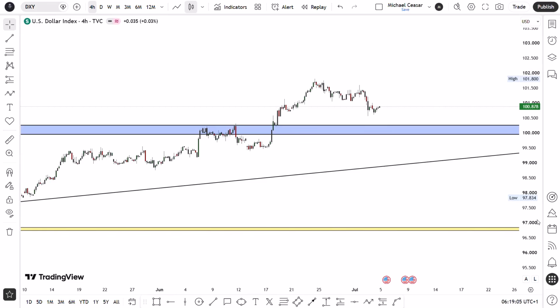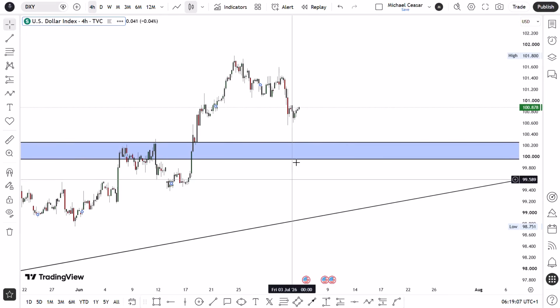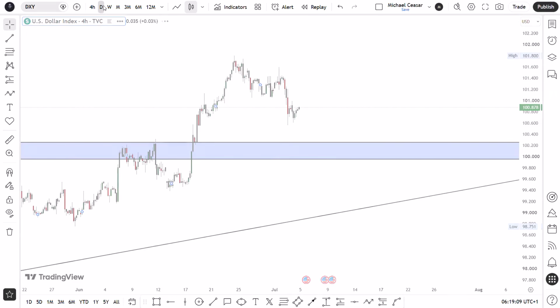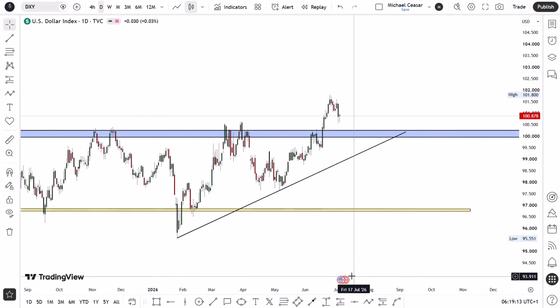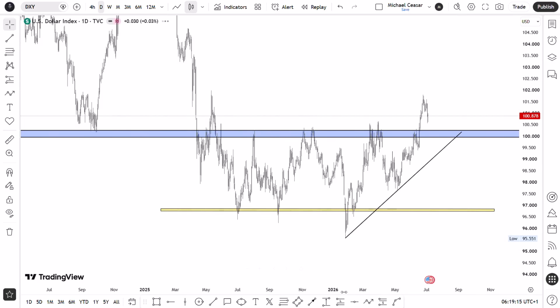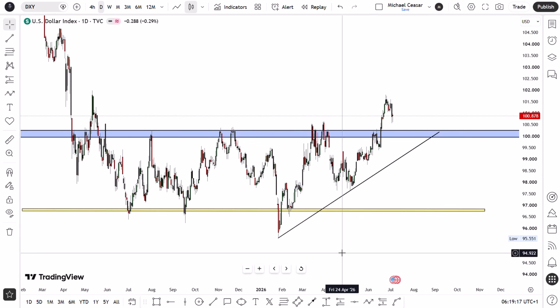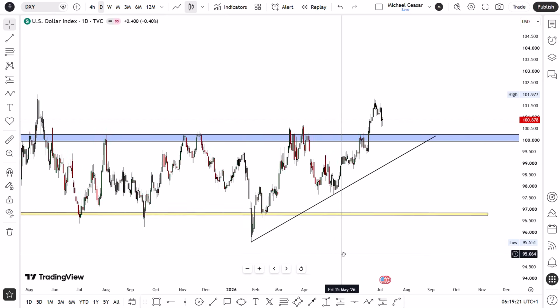So I'll need to wait. The market should pull back on the daily time frame. I'll be monitoring from the daily time frame. Yeah, so I think that's what I'll be doing. I'll be watching DXY on a daily time frame.